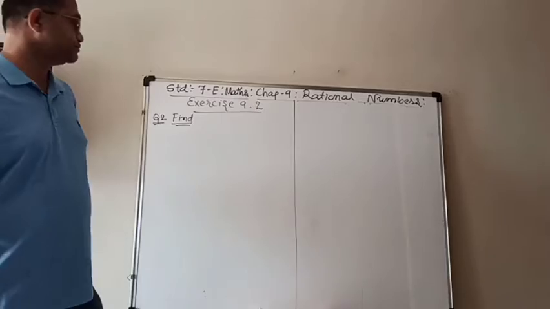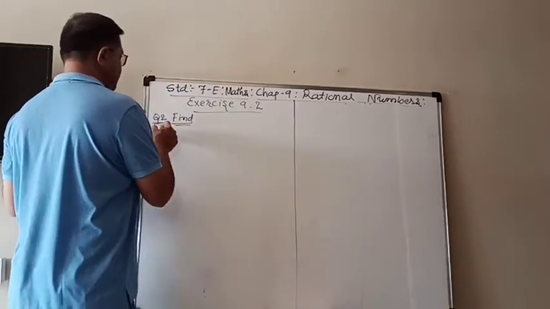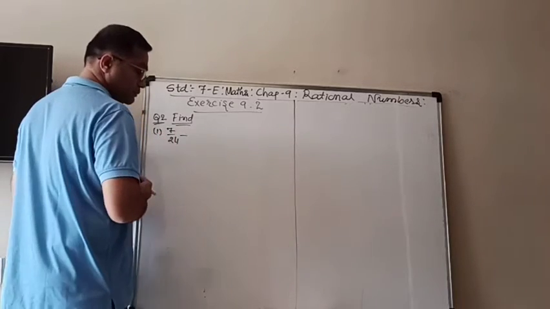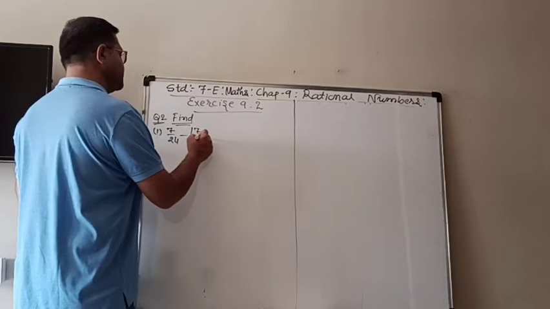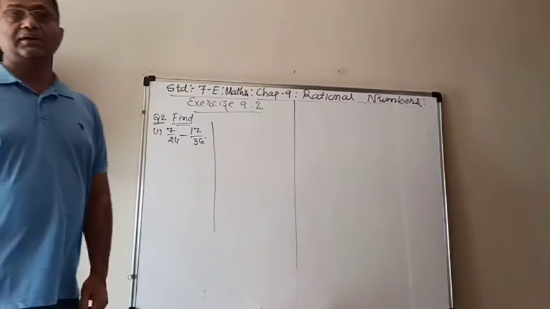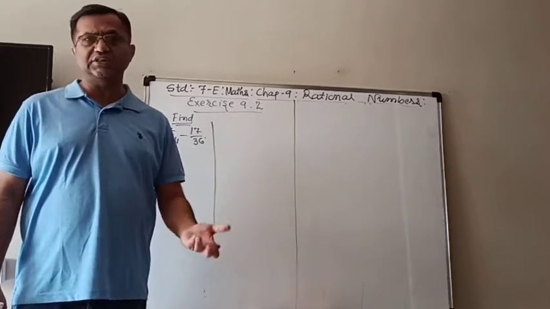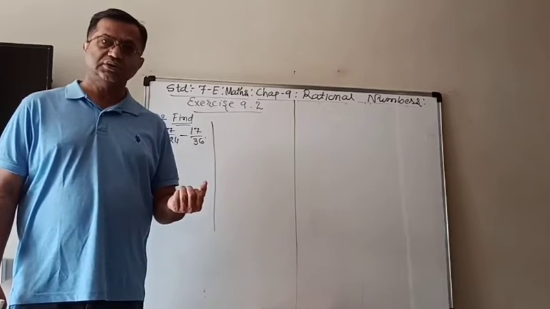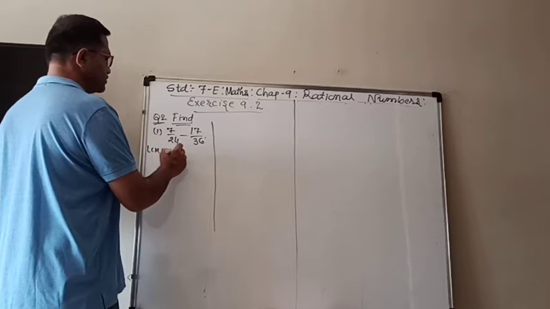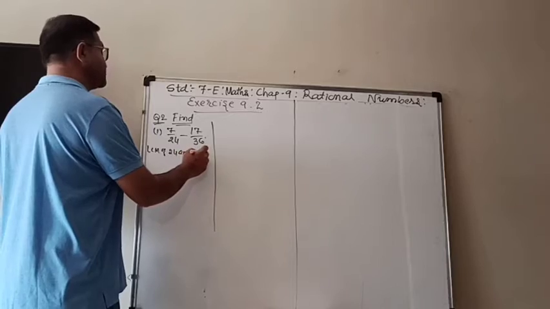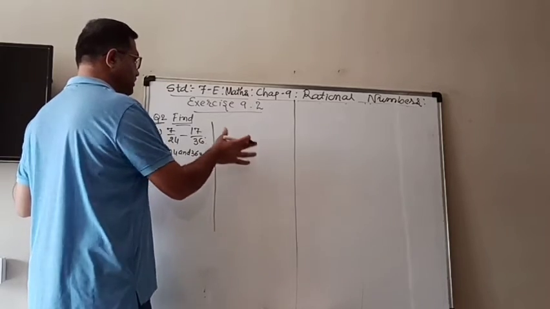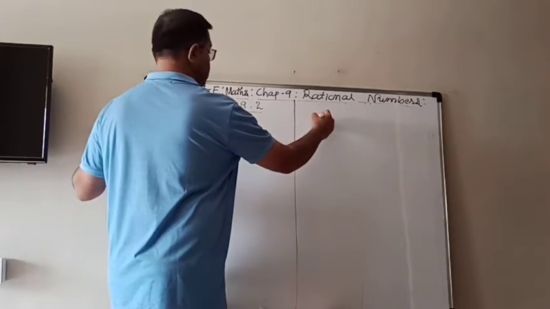Now question number 2. In it there is subtraction. So find the first one: 7 upon 24 minus 17 upon 36. Here we have to do the same thing as we did in the addition, just the middle sign is for the subtraction. So the LCM of 24 and 36. I can do it myself, but if you can't, then you have to do it on the rough page.